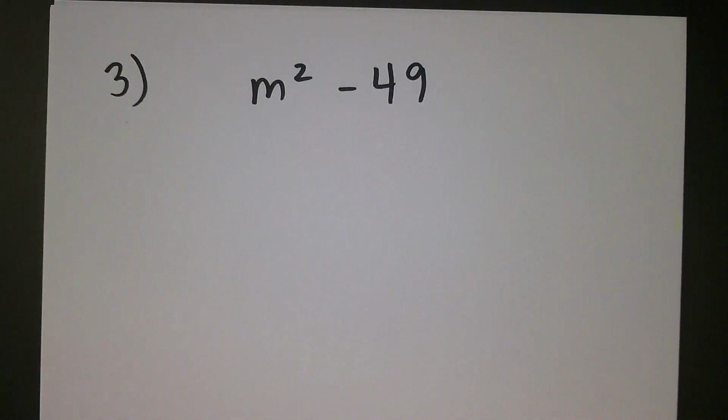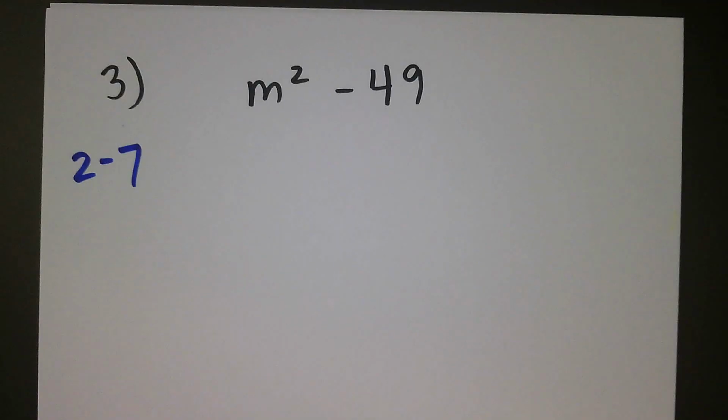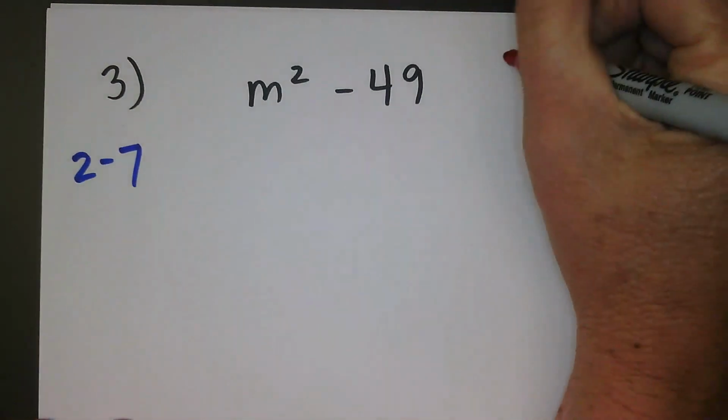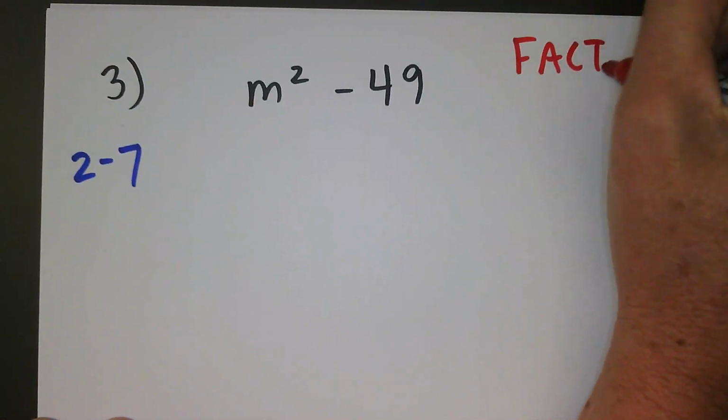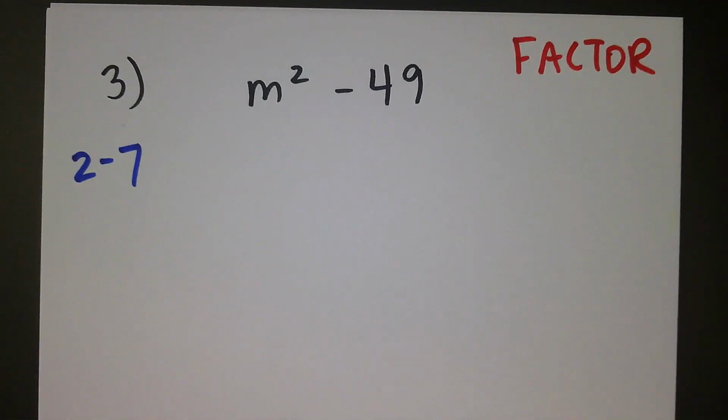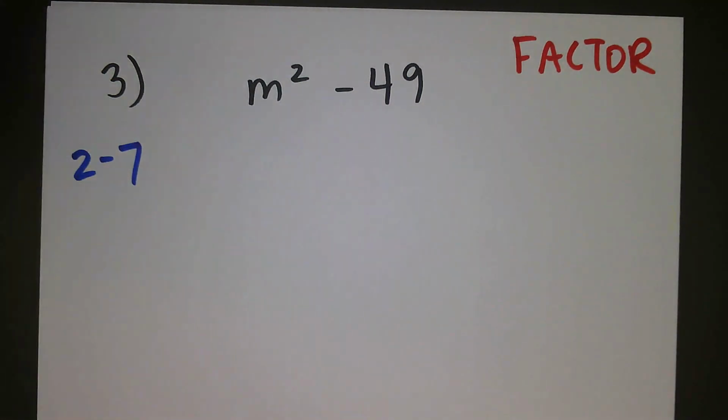Okay, so this is problem 3 from lesson 2.7, and 2.7 is all about special patterns. We're supposed to factor here, so the directions are to factor. But one of the special patterns that came up in 2.7 was something called the difference of two squares, and it's a pattern you really need to recognize. It shows up a lot, and it makes your life a lot easier if you know that pattern.